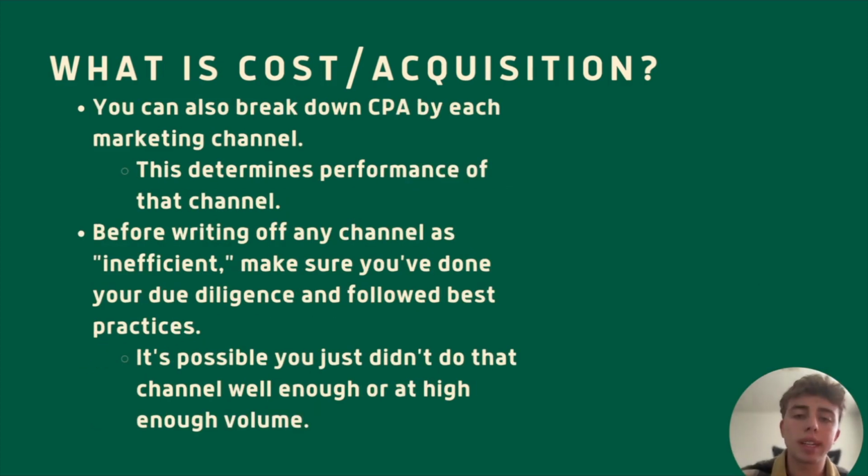So you can also break down your cost per acquisition by each marketing channel. This helps you to determine the performance of each of your marketing methods and compare them to each other and how well they're doing for your business. So again, before you write off any channel as inefficient, make sure that you've actually done your due diligence with that channel and followed best practices. It's possible that you just didn't do enough or you didn't do it well enough, and that's the reason why your cost per acquisition is hurting.